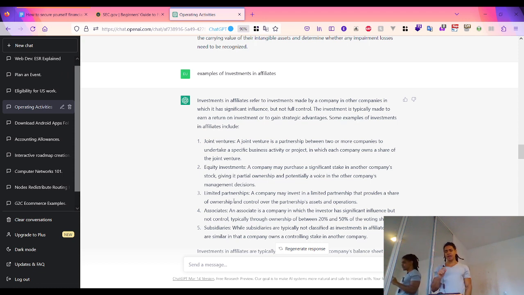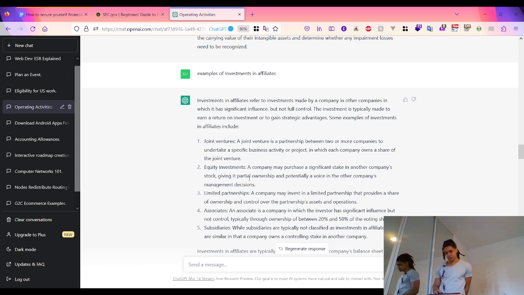So okay, this is equity investment, right? A company purchases a significant amount of stakes in another company's stocks, giving it partial ownership and potentially a voice in the company's management decisions. Very, very critical here. An example of this is Twitter and Elon Musk, right?